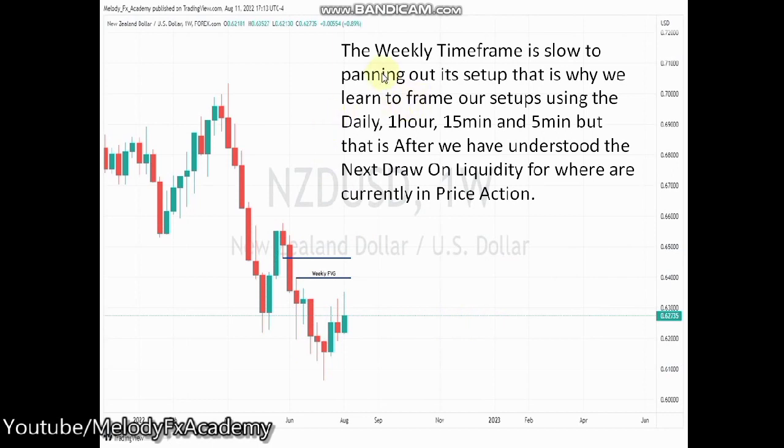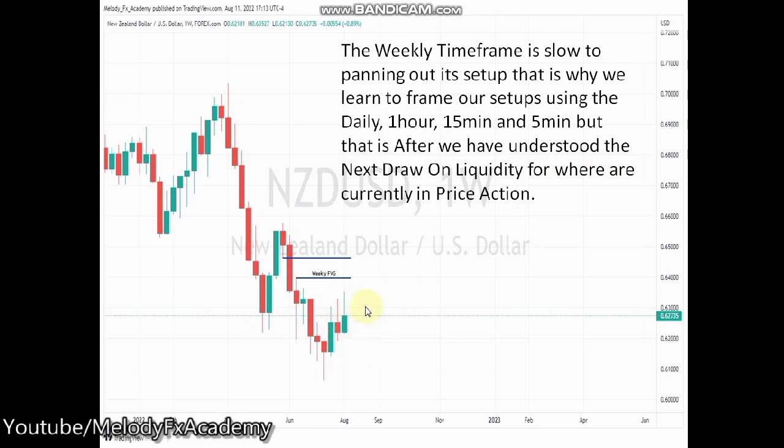Now, the weekly time frame is slow in panning out a setup. That is why we learn to frame our setups using the daily, 1 hour, 15 minutes and 5 minutes. But that is after we have understood the next draw on liquidity from where we are currently in price action. That is what I'll be trying to explain.